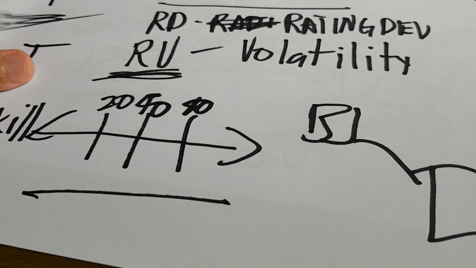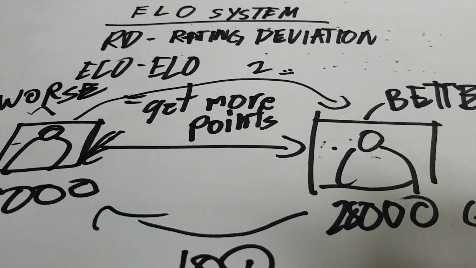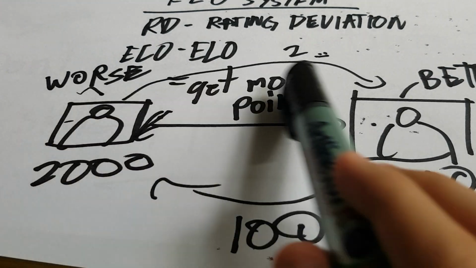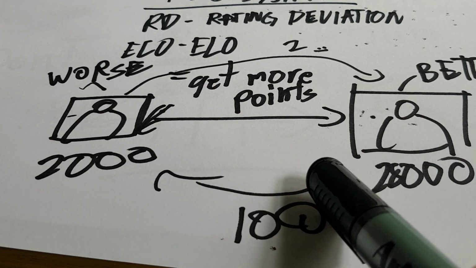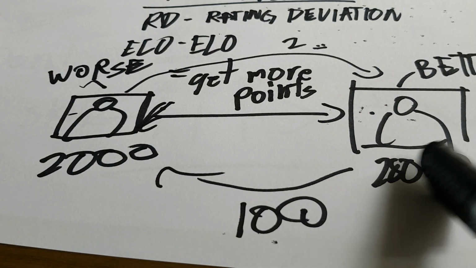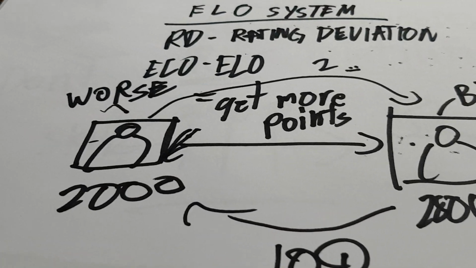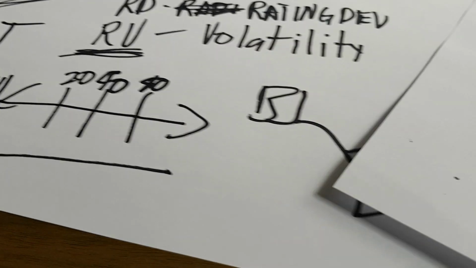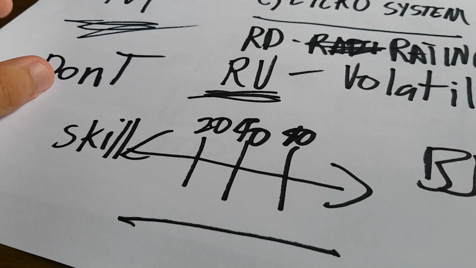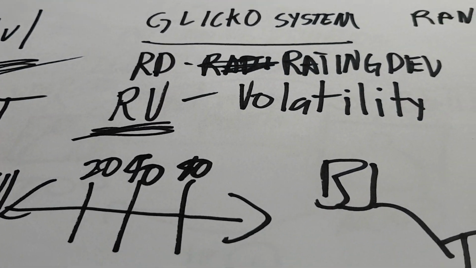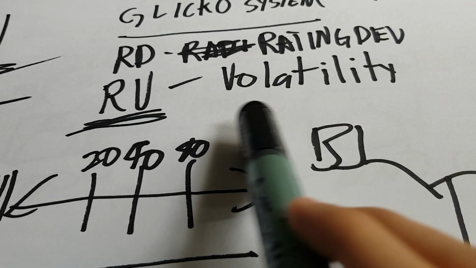So yeah, I'll show you so that we can recap. This is the ELO system, rating deviation, ELO. If you're worse, you get more points. If you're better, you get less points. So yeah, that used to be for CSGO and for COD. Now, the GLICKO system is the rank up.